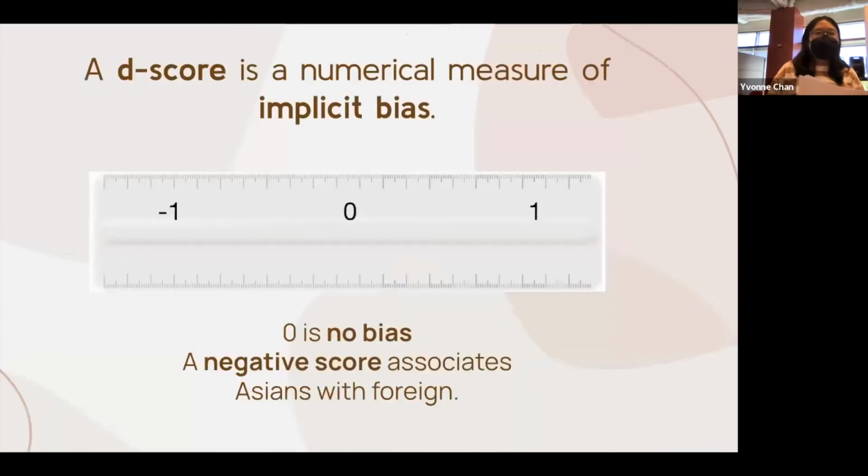So how is implicit bias measured? When you take an IAT, the IAT spits out a number called a D-score, which is a numerical measure of implicit bias. The way I programmed my IAT, 0 implies no bias. A negative score means you associate Asians with foreign more, and a positive D-score would imply maybe you would associate Asians with American more and Euro-Americans with foreign more. So my hypothesis was that Hawaii residents would be more on the positive side of the scale, and California residents would be more on the negative side of the scale.